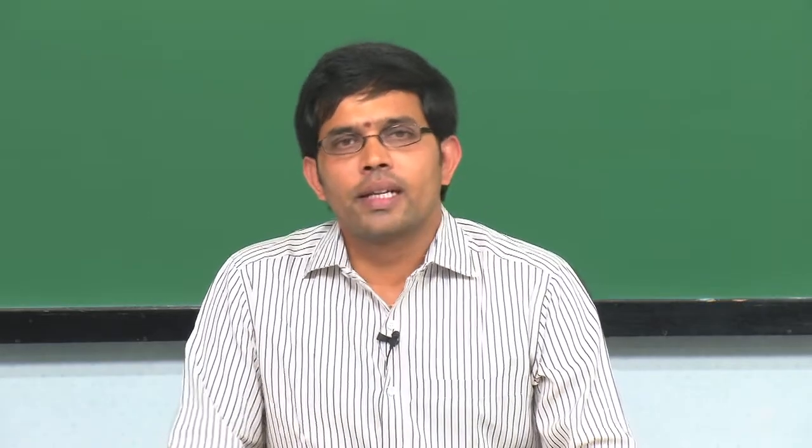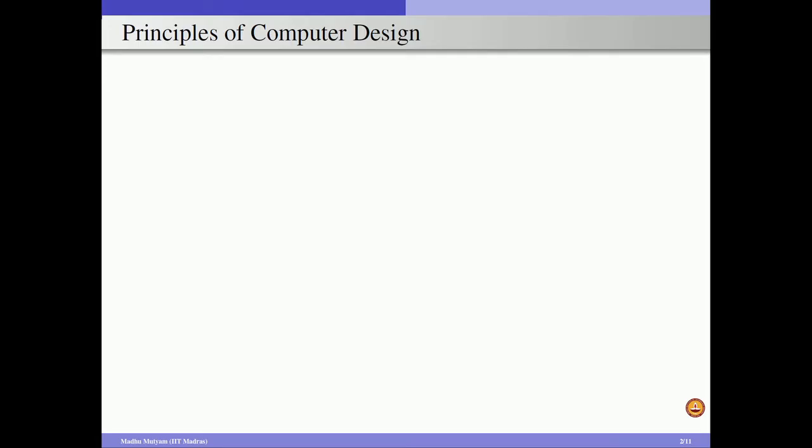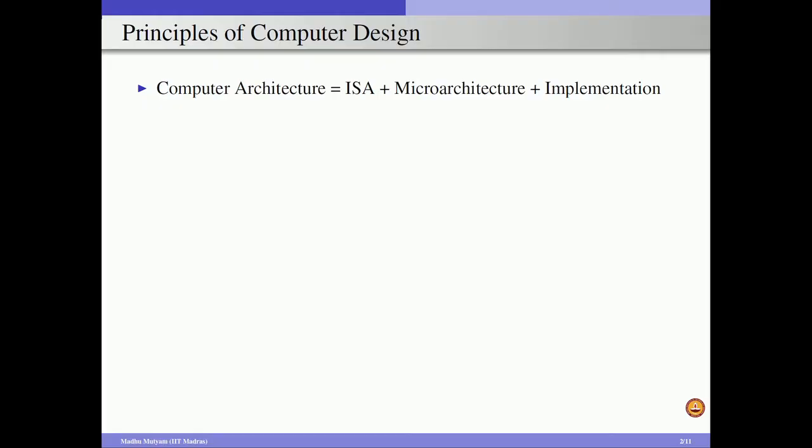Having said that, now we look at the principles of computer design. In the last module, we discussed that computer architecture is nothing but instruction set architecture, microarchitecture, and efficient implementation. Here we need to understand a point: given an ISA, we can come up with multiple microarchitectures.